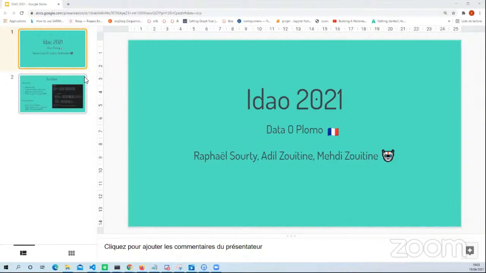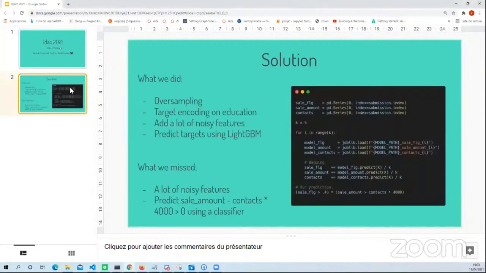So to deal with this problem, we use a kind of Bayesian approach. And instead of predicting directly the sell flag labels, we use three quantity estimation, and we use the three quantities that are involved in the scoring metric. And then we apply a simple decision rule to say if a client is a 1 or 0.